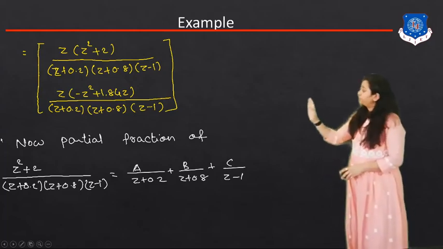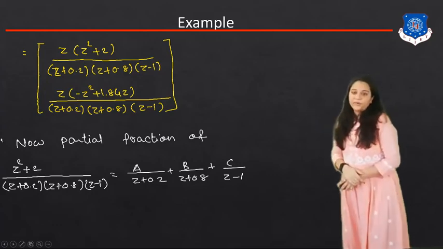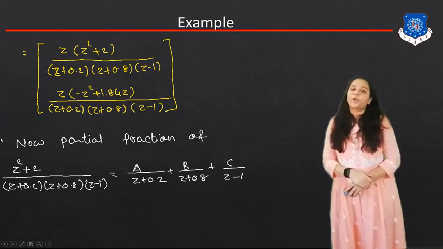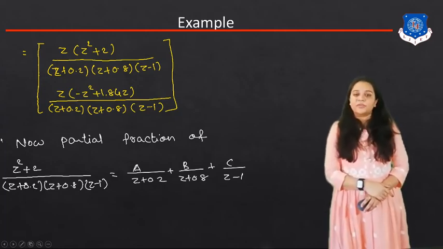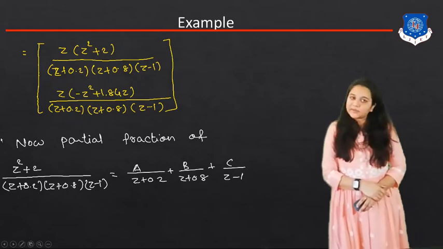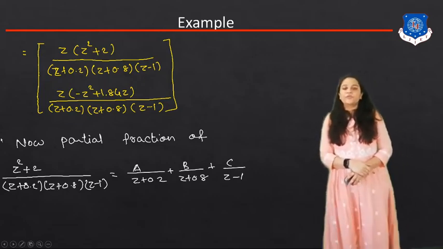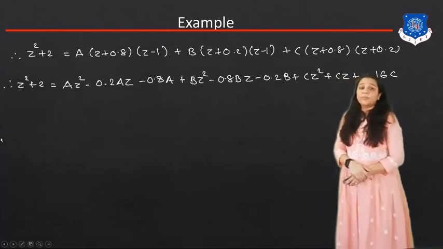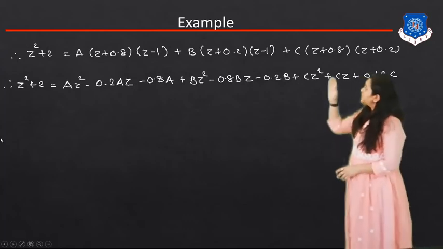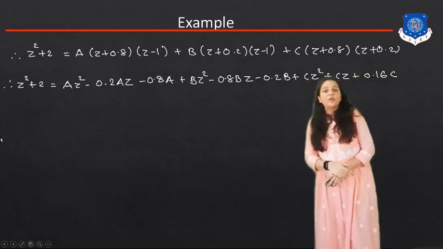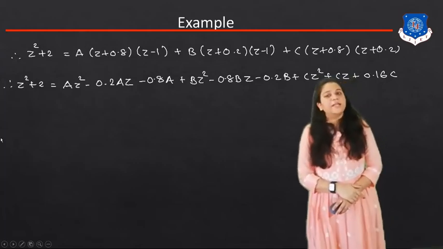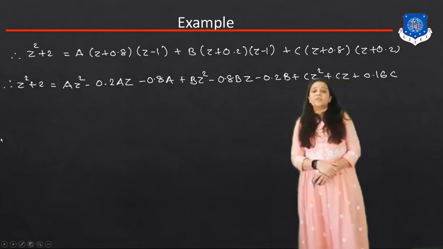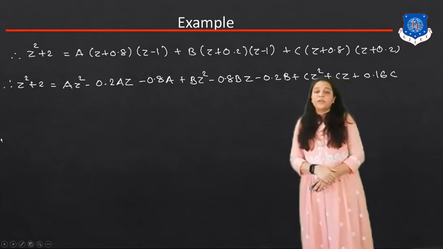Okay, so first term: (z square plus 2) upon (z plus 0.2)(z plus 0.8)(z minus 1) is equal to a upon z plus 0.2 plus b upon z plus 0.8 plus c upon z minus 1. Clear? So first of all, we have to simplify this equation. We can get z square plus 2 that is equal to a(z plus 0.8)(z minus 1) plus b(z plus 0.2)(z minus 1) plus c(z plus 0.8)(z plus 0.2), that is equal to this type of equation.